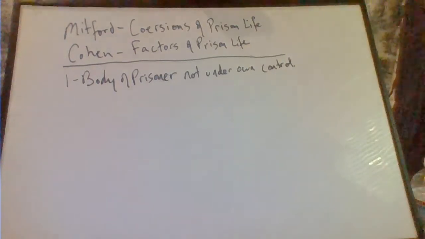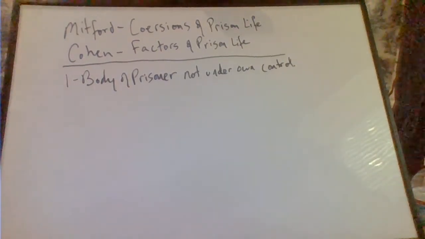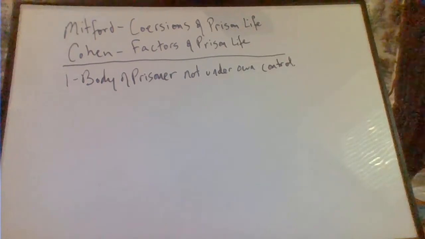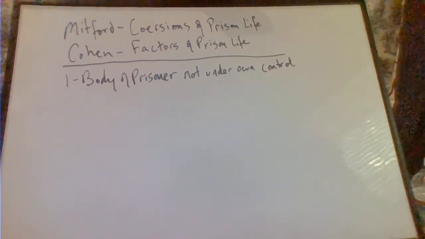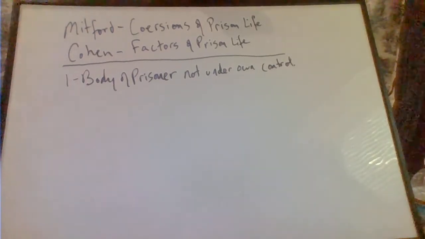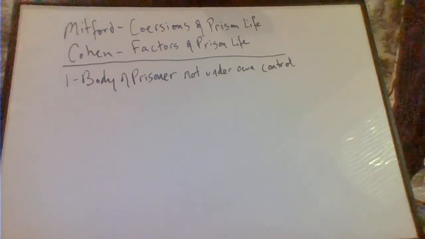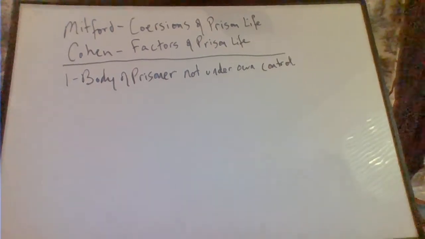So the body of the prisoner is not under their own control. According to Mitford, as soon as a person walks into that prison, they are no longer under their own control. They are the property of the state. The guards, the warden, are going to dictate every aspect of their life. They're going to be told when to get up, when to go to bed, when to go to work, when to have break, when to have meals. Every aspect of the life is going to be completely controlled and regulated.